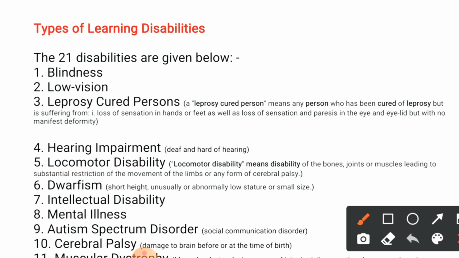Now the next we have is dwarfism. What is this word? Dwarfism is derived from the word dwarf, and the meaning of dwarf is short height. It is an abnormally low stature or a small-sized person. In simple language, a person whose height doesn't grow is known as a dwarf. Children also face this kind of disorder. Now you must be thinking, what connection does it have with education?